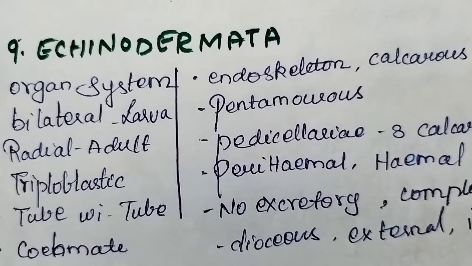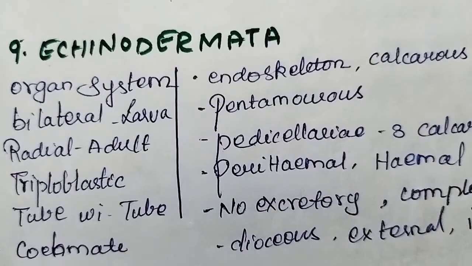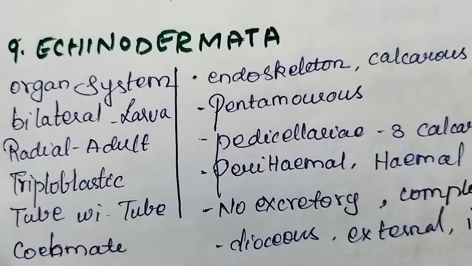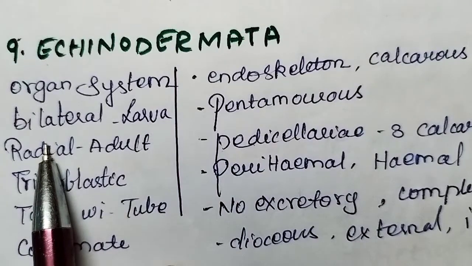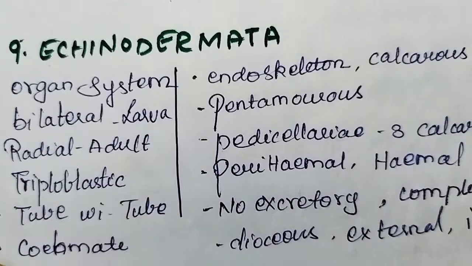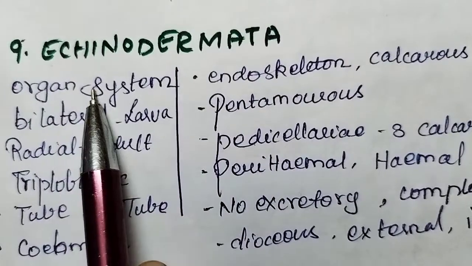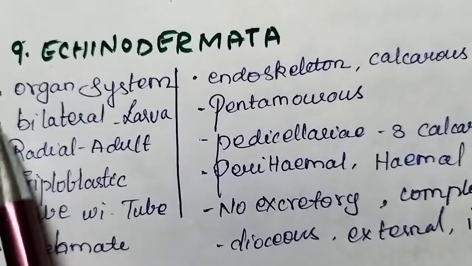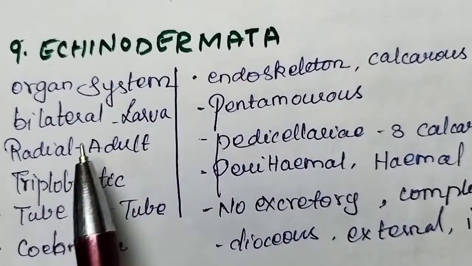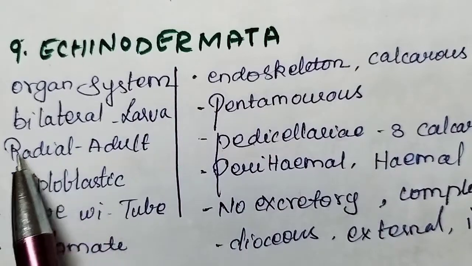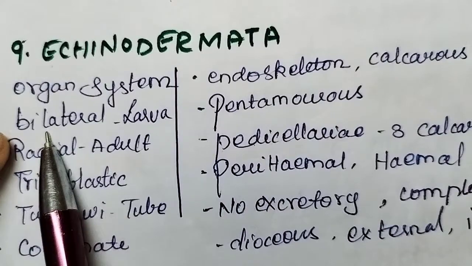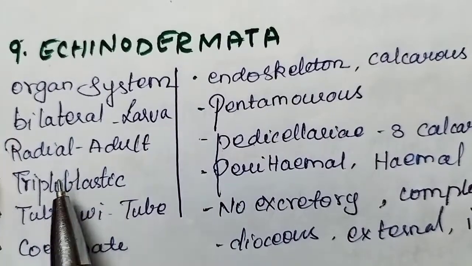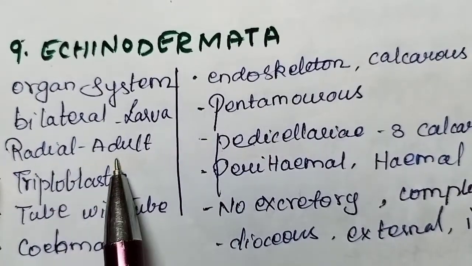Hello students, today we will see the last part of the non-chordates, that is Hemichordata and Echinodermata. In this Echinodermata, first we will see the basic features: organ system level of organization, bilateral, and one important thing is bilateral in the larva stage and radial in adult.